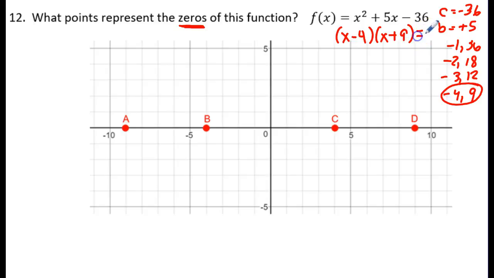And if we set this equal to 0, because we're trying to find the solutions for x, we find that x equals +4 and -9. So +4 would be point C, -9 would be point A. So my two solutions here are A and C.